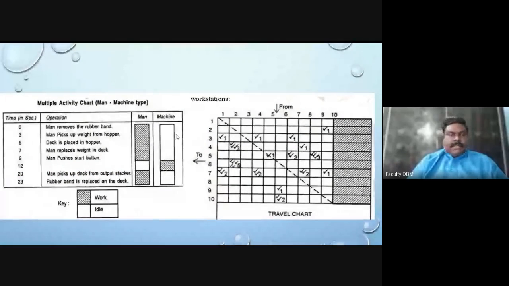First you can see this man multiple activity chart. The man removes the rubber band, then picks up the weight from the hopper, the deck is placed on the hopper, and the man replaces the weight in the deck. This is the time in seconds recorded for doing the work. The man pushes the startup button and picks up the deck from the output stacker, and the rubber band is replaced on the deck. So here you have a gap. This gap shows idle time by these lines, and at this time the machine is working here. It is easily indicated. This is man-machine type put on paper. Easily we can understand how much time is taken to do this particular activity.